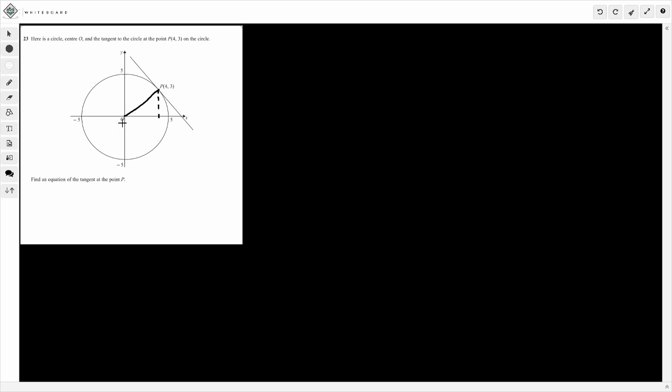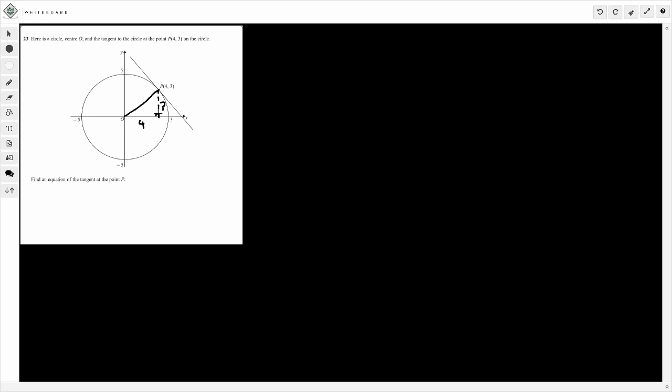You might think, why are we working out this gradient first? We need this gradient here, right? And it's clearly going to be negative, whereas this is going to be positive. But there's a reason for it. Once I've worked this out, I can then find the perpendicular gradient. That will give me the gradient of the tangent here. So this is going to be 4 units along, and it's going to be 3 units up.